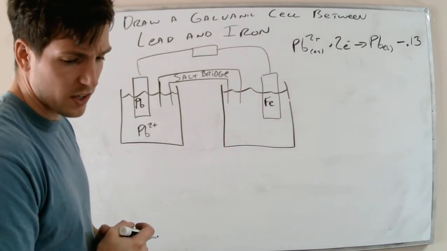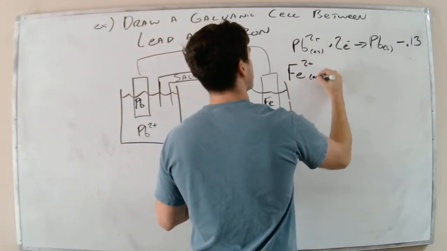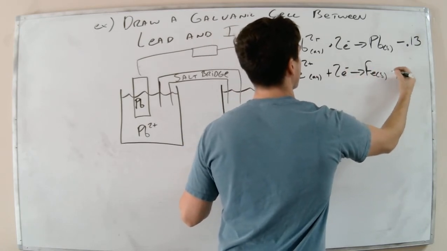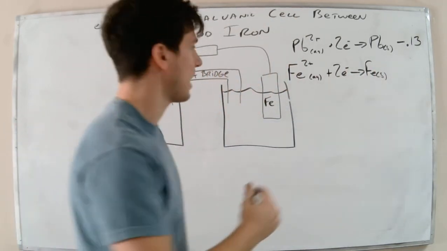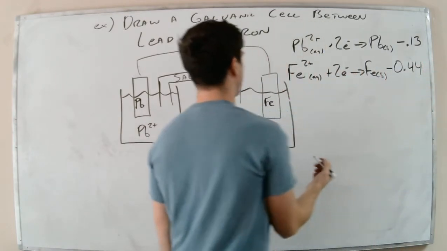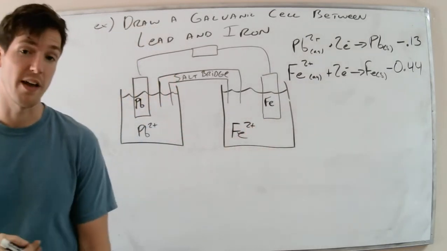Let's go ahead and look at iron. Iron's is Fe2+ (aq) plus 2 electrons, and it makes Fe solid. And its E naught is negative 0.44. So once again, we know this is losing 2 electrons at a time, so I could just put Fe2+.